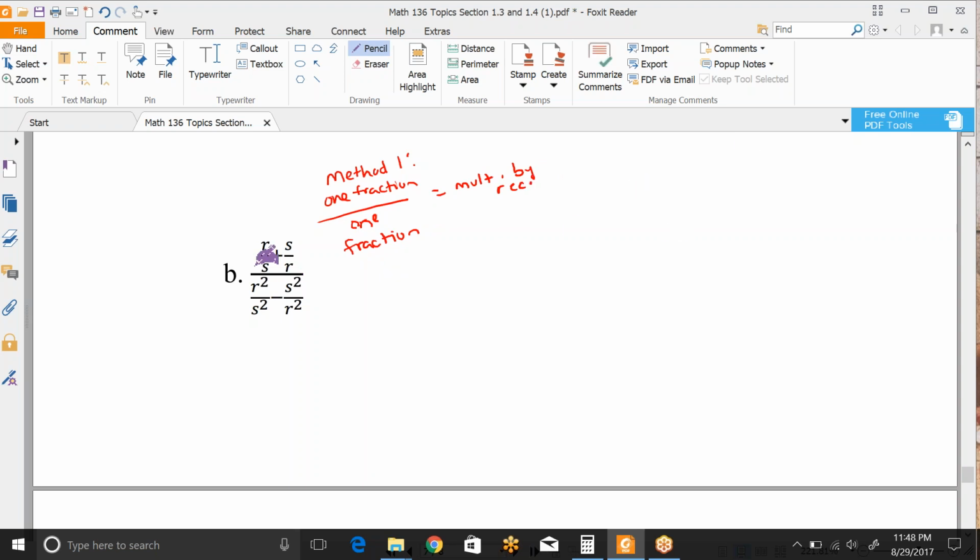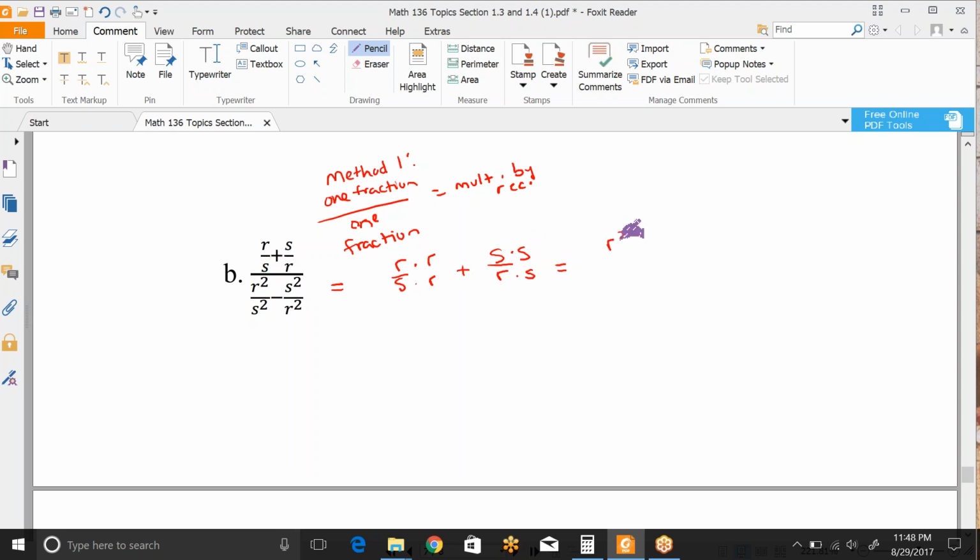So the first thing you want to do if you're doing method 1 is you want to get a common denominator on top. So it looks like the top fraction, we need to write it as they both need each other as their denominator. So the first fraction needs an r on the bottom, so we'll multiply it by r on top and bottom. The second fraction needs an s on the bottom to match the first one, so we'll multiply top and bottom by s.